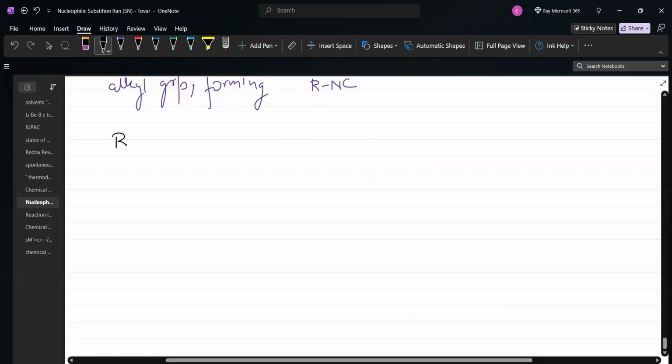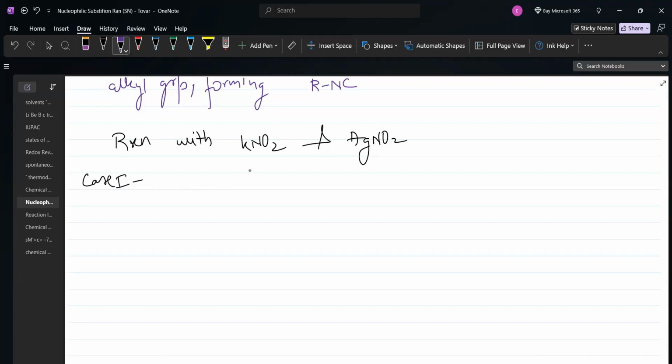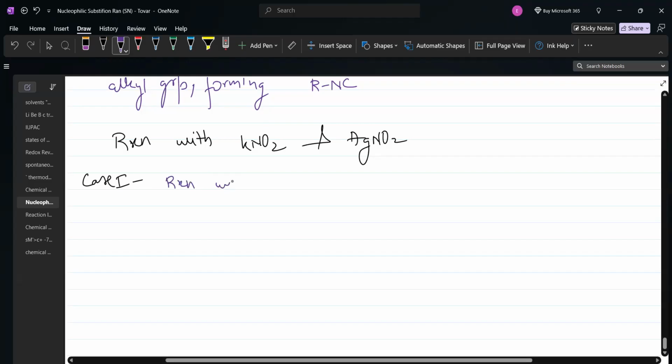The other reaction is with KNO2 and AgNO2. Can you tell me which one will have covalent character and which will have ionic character? Ionic. Right. Covalent, sorry. Yes, silver has covalent. Taha, what do you think? Will this one have the covalent character, or this one? Where can the covalent character be observed?